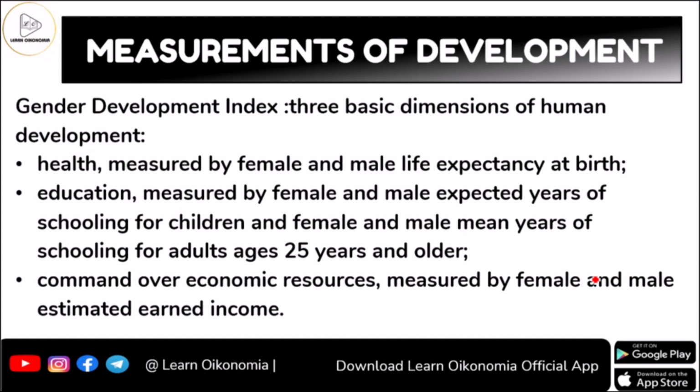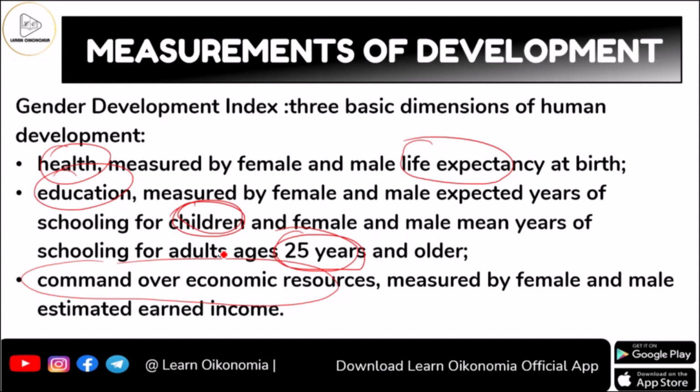Now, moving to the next aspect, that is the gender development index. Again, it will be looking at aspects like health, education and command over resources. Regarding health, it will take into consideration life expectancy at birth. Regarding education, this is measured by female and male expected years of schooling and female and male mean years of schooling. Regarding expected years of schooling, we will be taking the case of children, and regarding the mean years of schooling, we will be taking the case of people who are about 25. And command over economic resources will be considered by male and female estimated earned income.